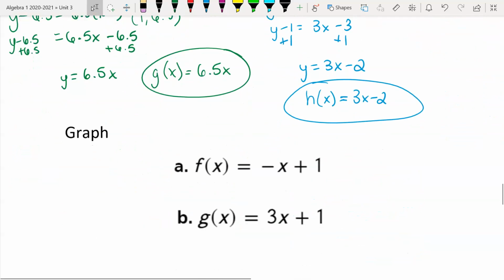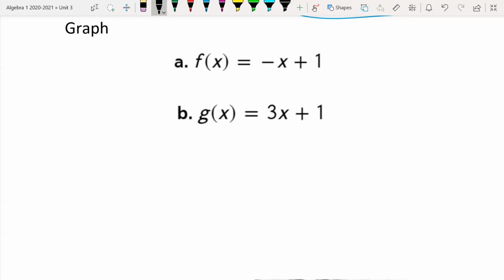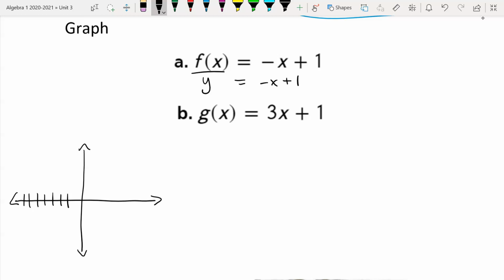All right? One of the other big things we're going to do is graph these. Remember, I told you this is like y equals negative x plus 1. Well, guys, we should hopefully know how to graph that by now. My slope in this equation is negative 1. My y-intercept is a positive 1. So I'm going to graph it just like that.